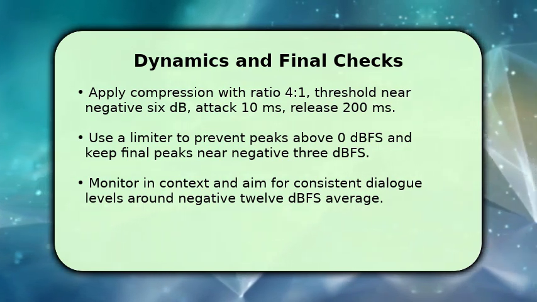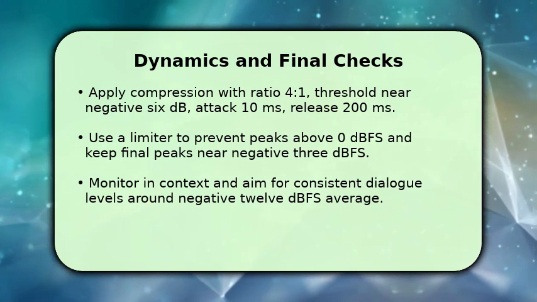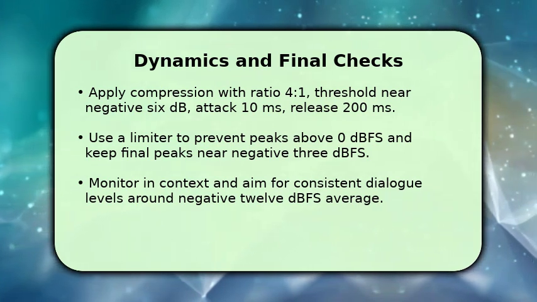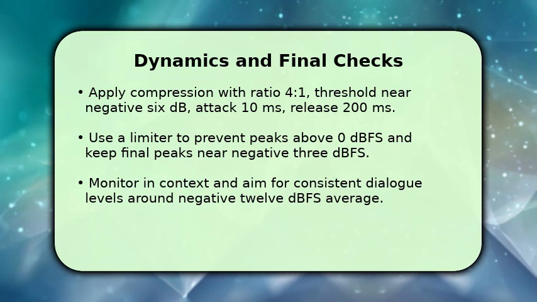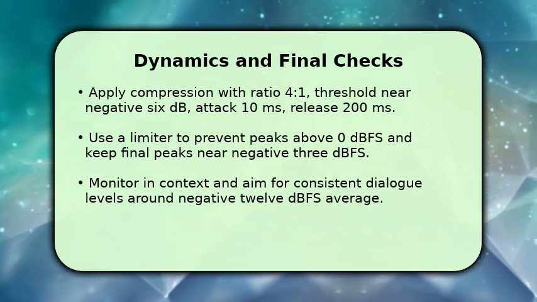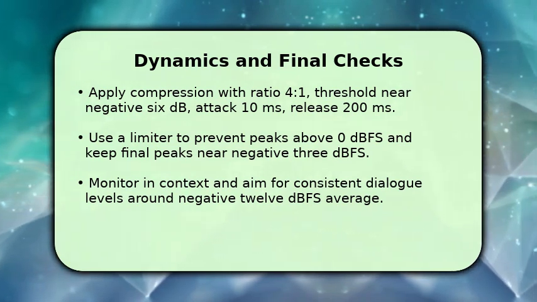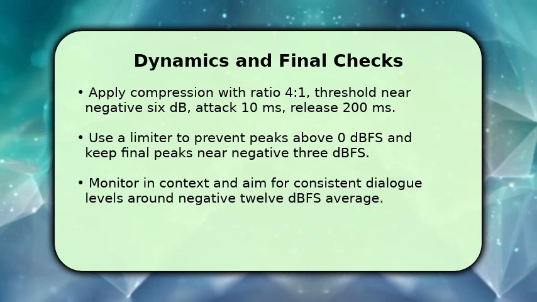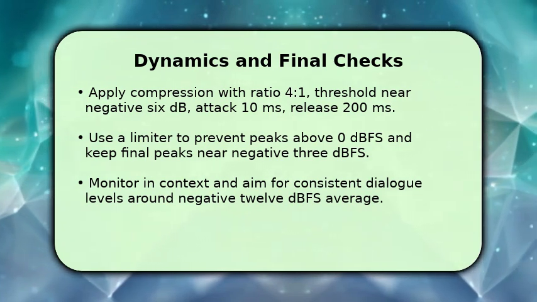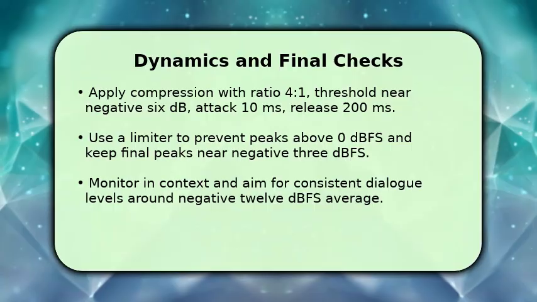Place a limiter after compression to prevent peaks from exceeding 0 dBFS and target final peaks near -3 dBFS. Finally, listen in context with music or program and adjust until dialogue averages around -12 dBFS.